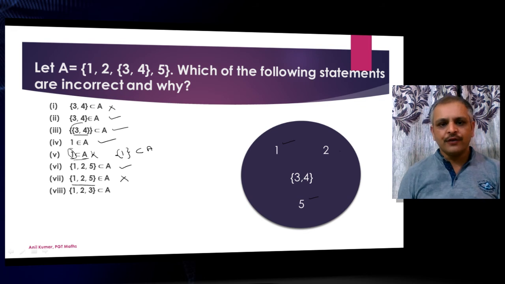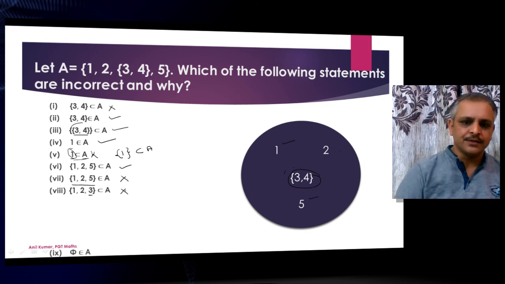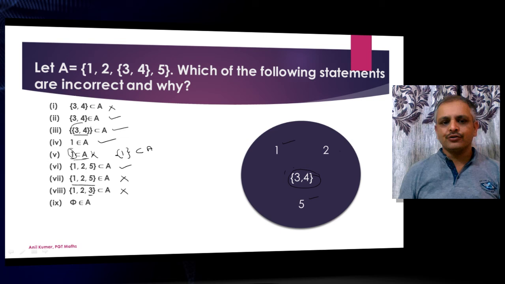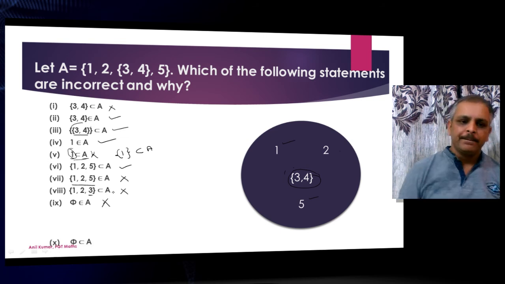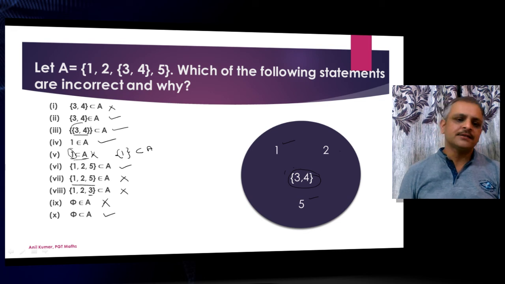Next, {1, 2} and 3. No element like 3 is here. See, this is a unit element, a single element. So we don't have any element like 3 available. So it's an incorrect statement. 5 belongs to A? No, we don't have any element named 5. And {5} is a subset of A? Yes. The empty set is a subset of every set.